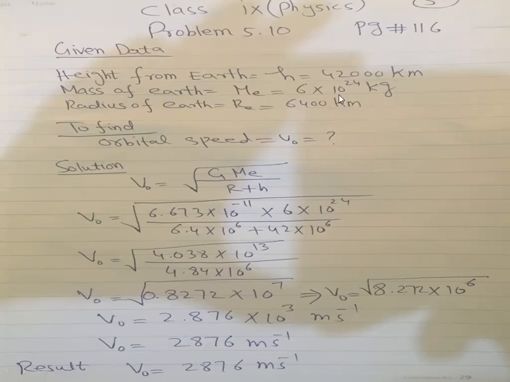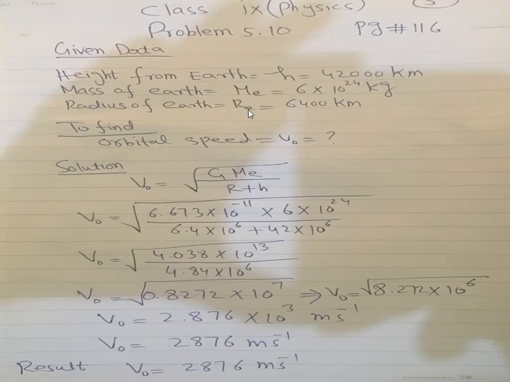Mass of the Earth, you should know by heart, is 6 into 10 power 24, as we solved a couple of numericals using this formula, using the mass of the Earth, which is the fixed value 6 into 10 power 24. As the value of gravitational constant is 6.673 into 10 power minus 11, and the value of small g is 10 meter per second square on the surface of the Earth. Similarly, you got to memorize this by heart: the mass of the Earth is 6 into 10 power 24 kilogram.